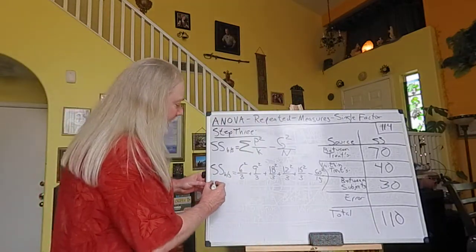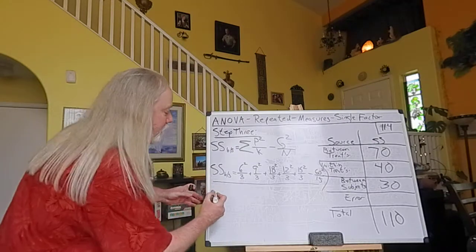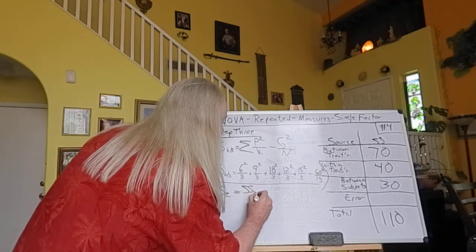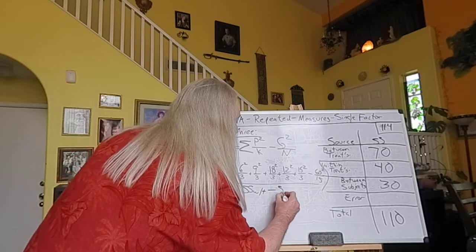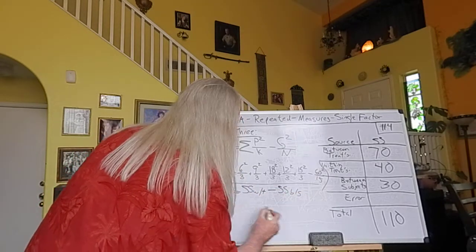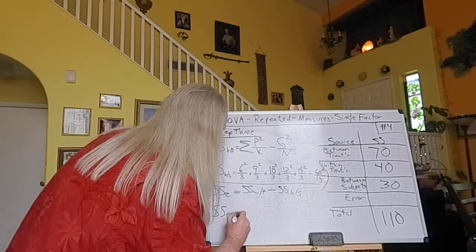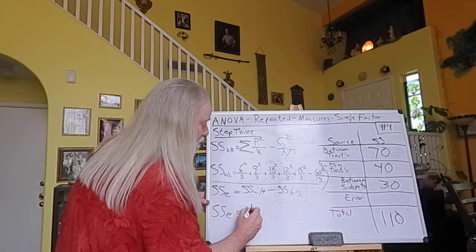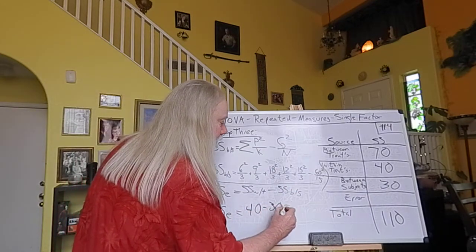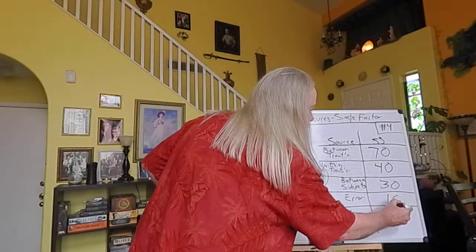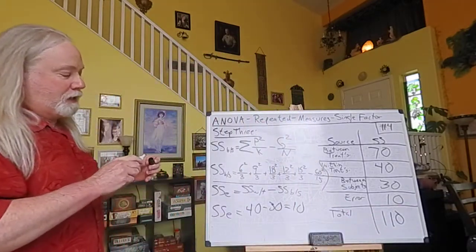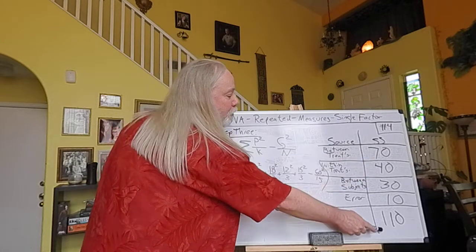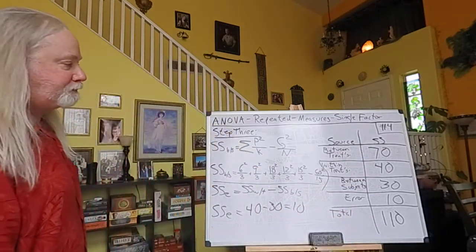And then for our last empty cell here, I'm just going to continue down here. Our sums of squares for error is our sums of squares within treatments minus our sums of squares between subjects. Literally, this box minus this box equals that box. 40 minus 30, 10. So 10 plus 30 equals 40, 40 plus 70 equals our 110. All our numbers are lining up.